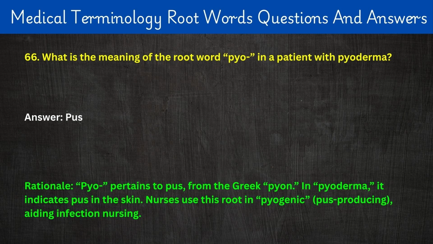66. What is the meaning of the root word pyo- in a patient with pyoderma? Answer: pus. Rationale: Pyo- pertains to pus, from the Greek pion. In pyoderma, it indicates pus in the skin. Nurses use this root in pyogenic, pus-producing, aiding infection nursing.